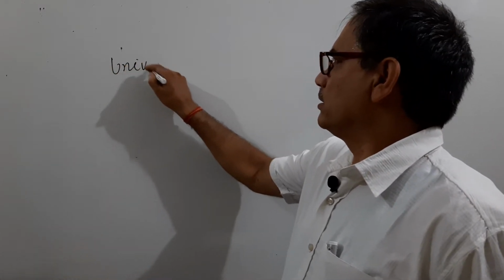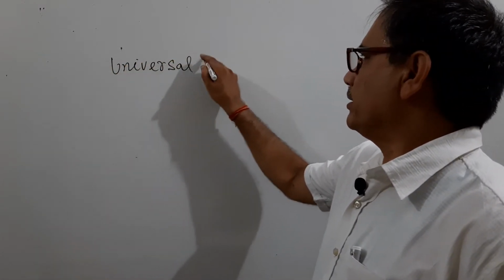Now students, we will start the next topic from class 10th science, acid, base and salt. And today we will start the universal indicator.